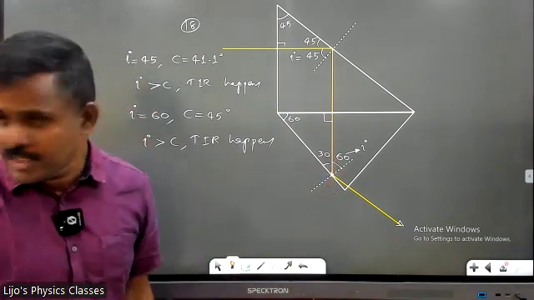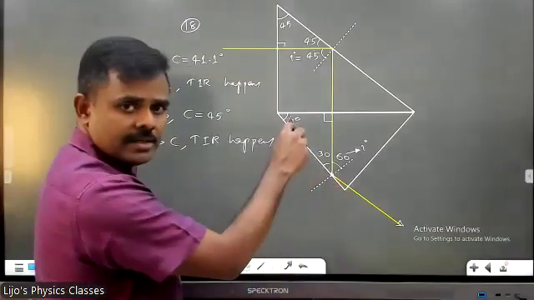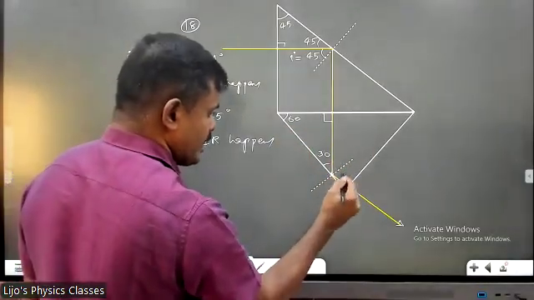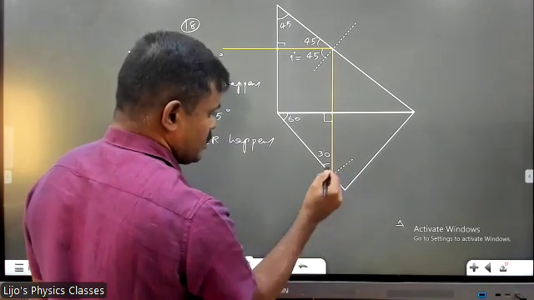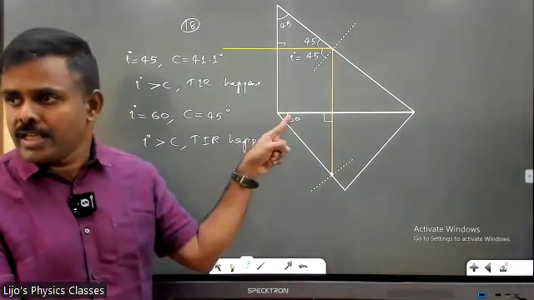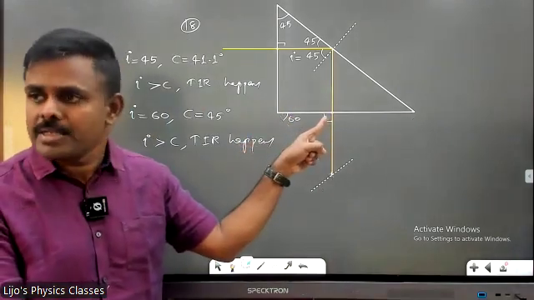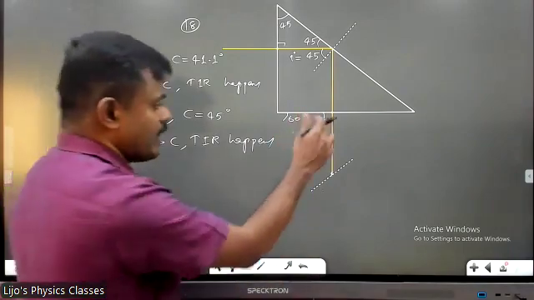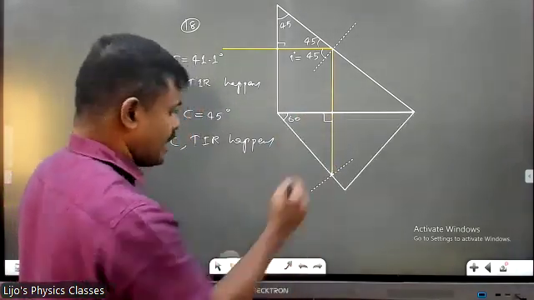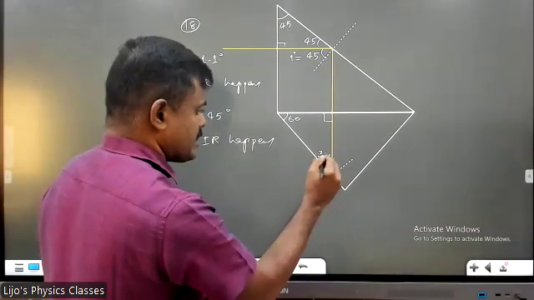Why is it 60? Because this is normal, right? See this angle. I'll do that part one more time. Look at this. The ray is falling, I'll start from here. This angle is 60. This is 90. 60 plus 90, 150. If this is 150, the next angle must be what? The next angle must be 30. Yes, exactly. This is 30.